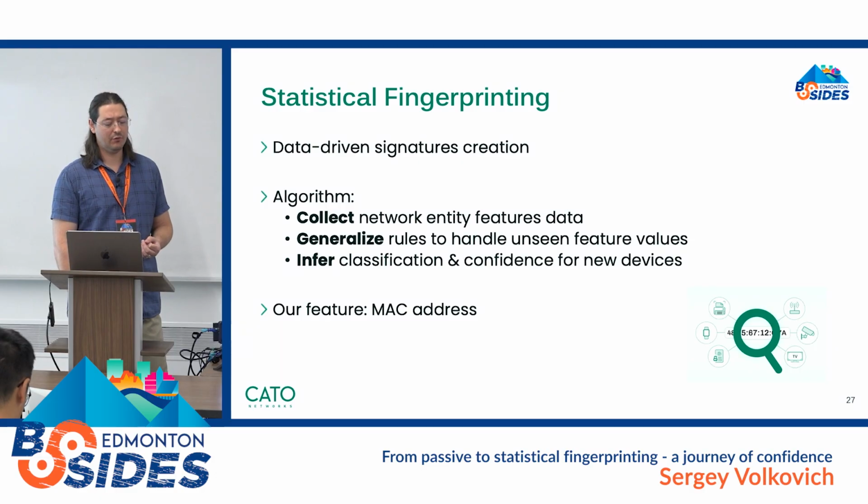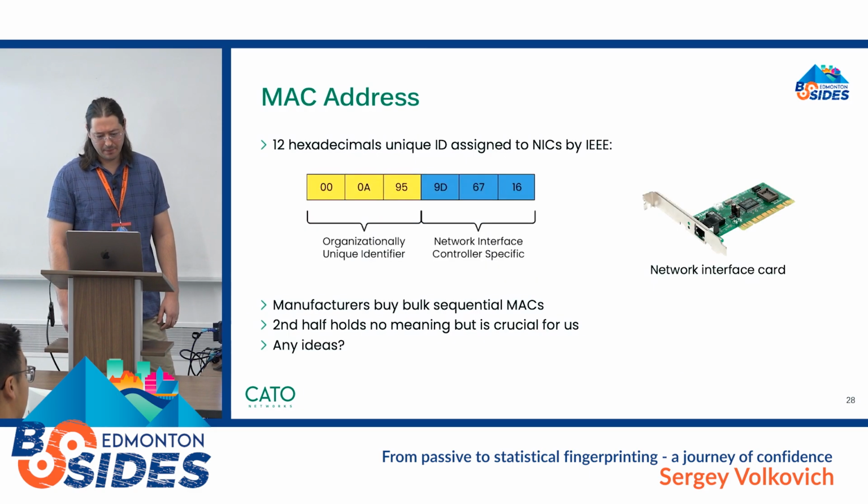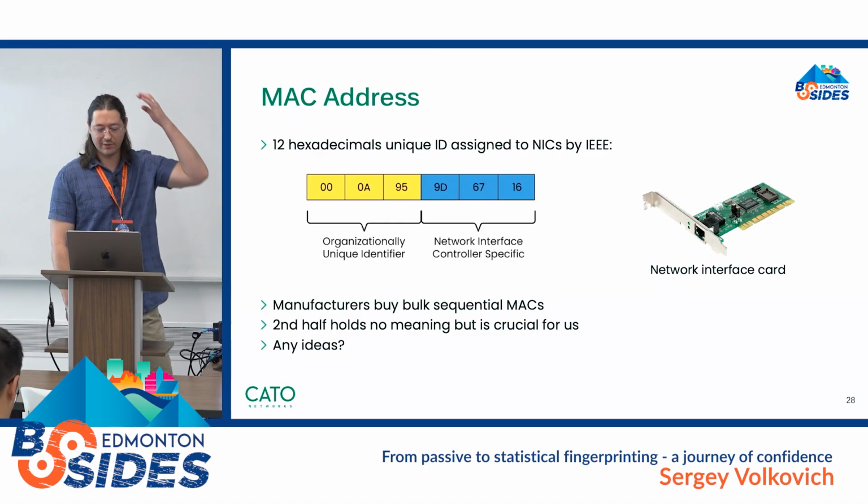Our feature, as I mentioned, would be the MAC address. So we will literally try to predict device classifications for devices with previously unseen MACs. The last step is to infer this classification and also calculate some confidence score. So a quick reminder about MAC addresses. They are built out of 12 hexadecimal digits, they uniquely identify network interface cards, and they are assigned to them by IEEE, the Institute of Electrical and Electronics Engineers.